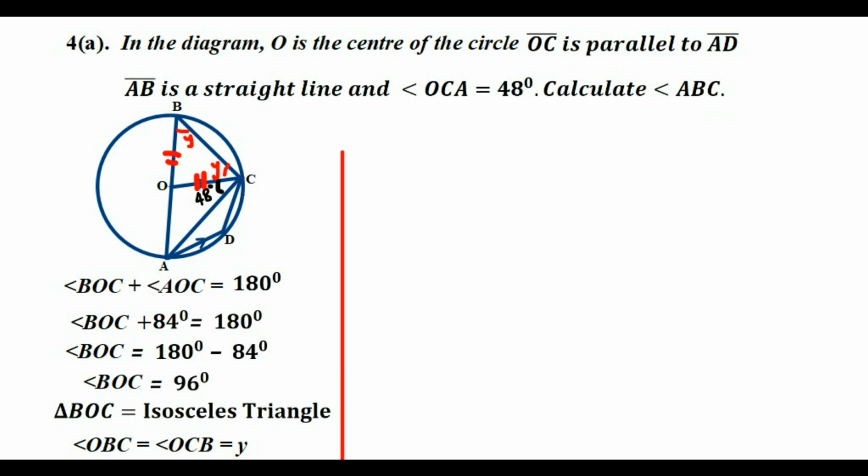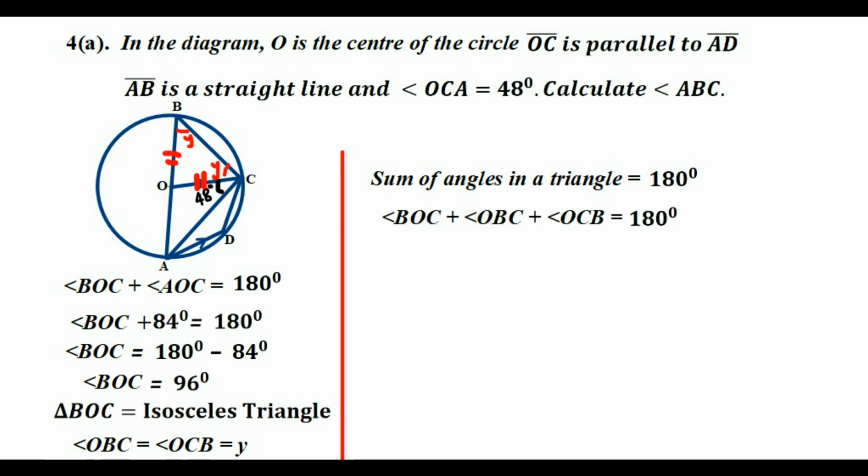Now we have the sum of angles in a triangle equal to 180 degrees. Then we have angle BOC plus angle OBC plus angle OCB equal to 180. Let me quickly explain that a little bit. Angle BOC, this angle, plus angle OBC, this angle, plus angle OCB, this angle, equal to 180 degrees. And note, this angle is 96. So we can slot in those values into this equation.